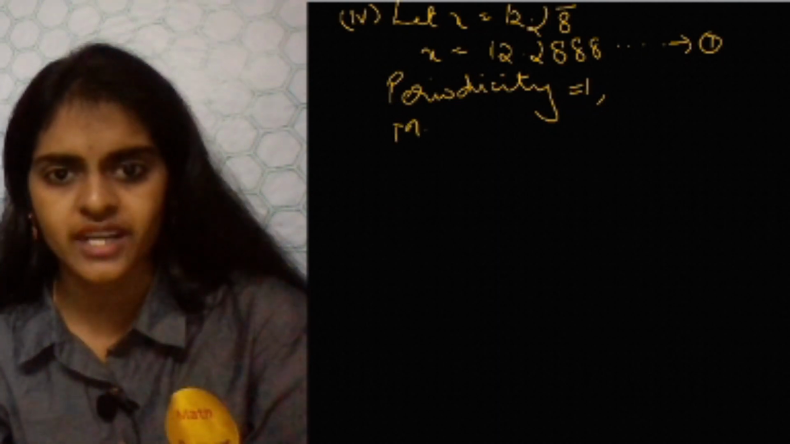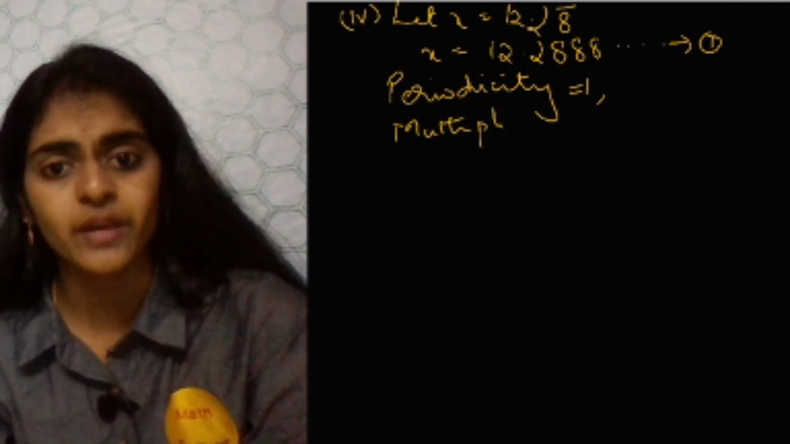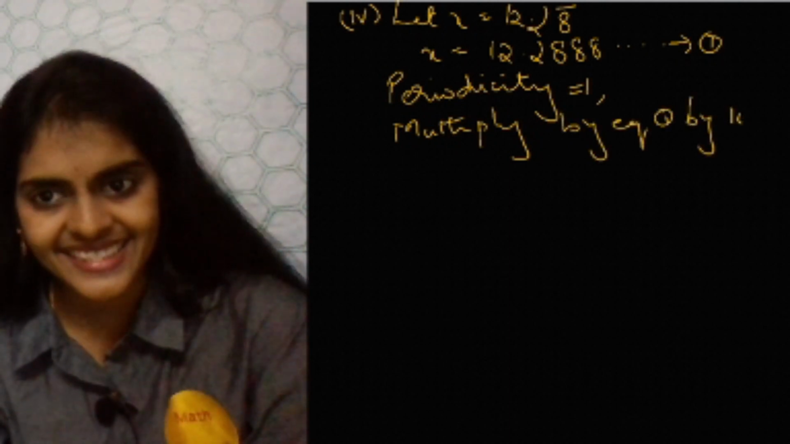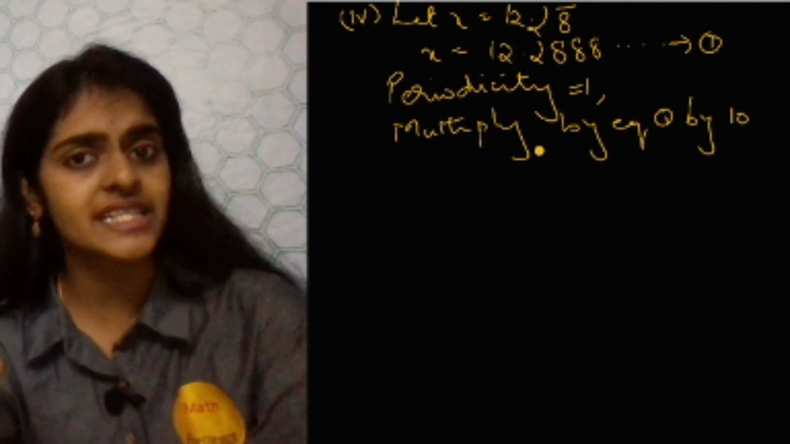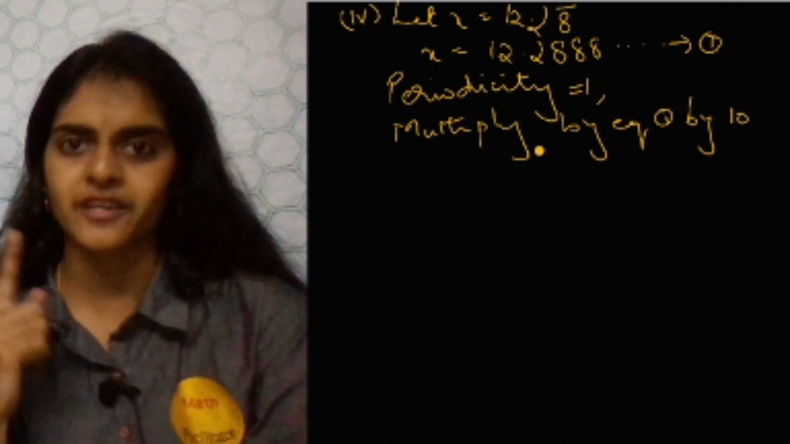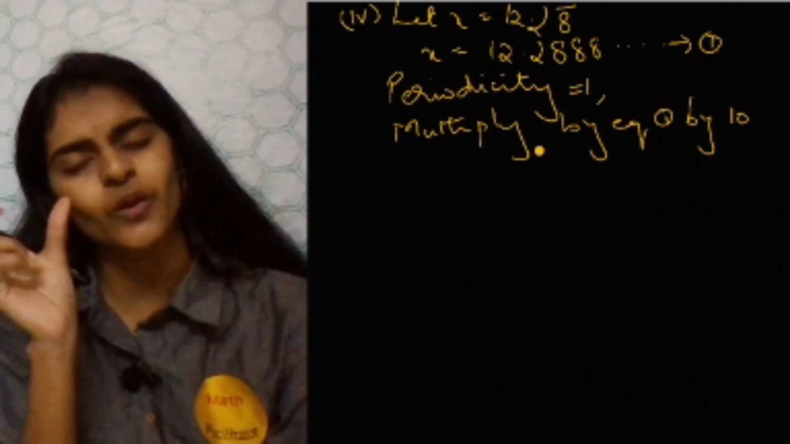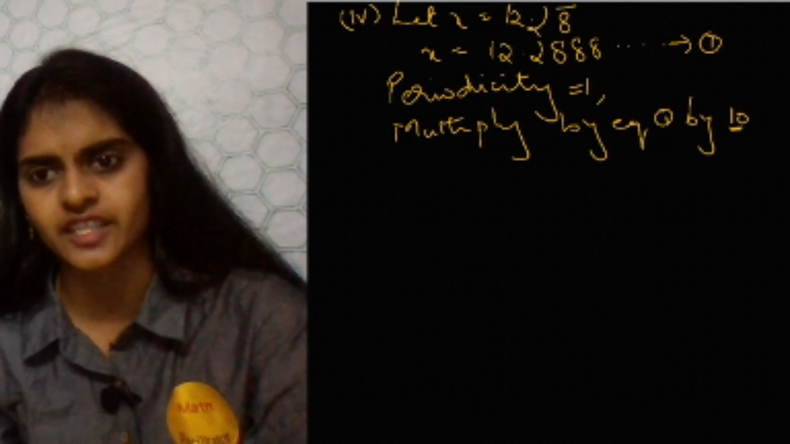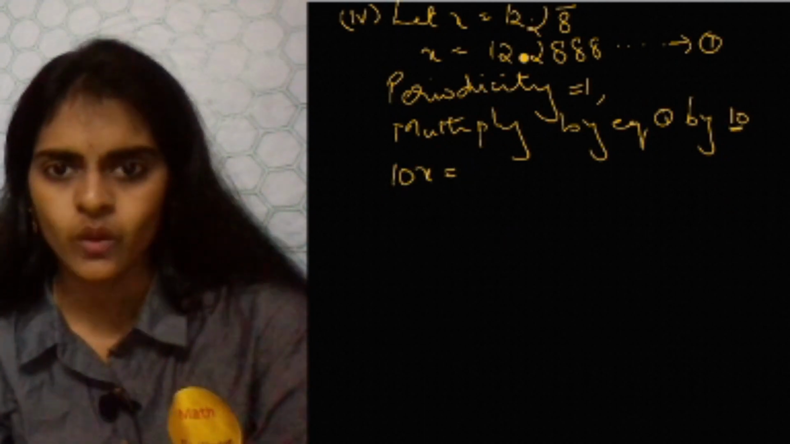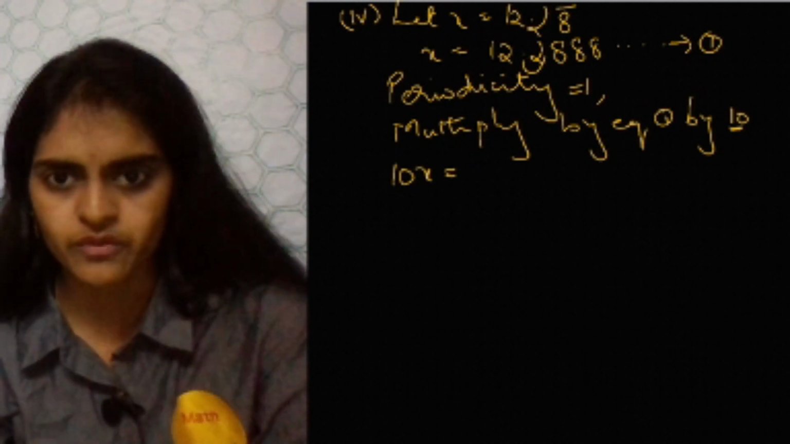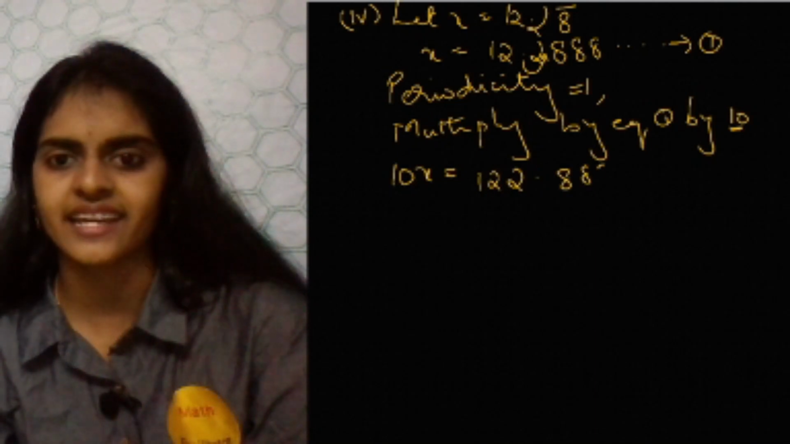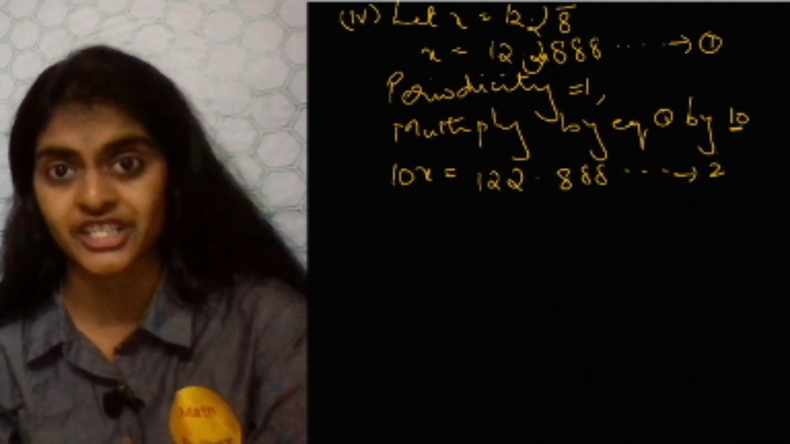When periodicity is 1, what did I tell you? You have to multiply equation 1 by 10. 1 along with how many zeros? The number of zeros is equal to the periodicity. Periodicity is 1, so you multiply by 1 along with only 1 zero. So what does that become? 1 along with 1 zero is nothing but 10. So multiplying, you will get 10x is equal to, since you are multiplying with 10, this moves one place here. So it becomes 122.888 and so on. This is equation 2.